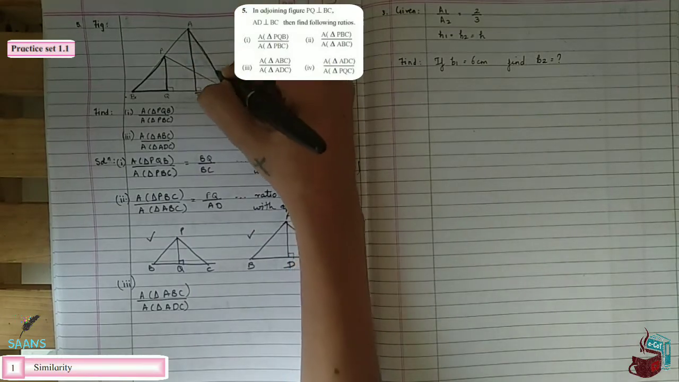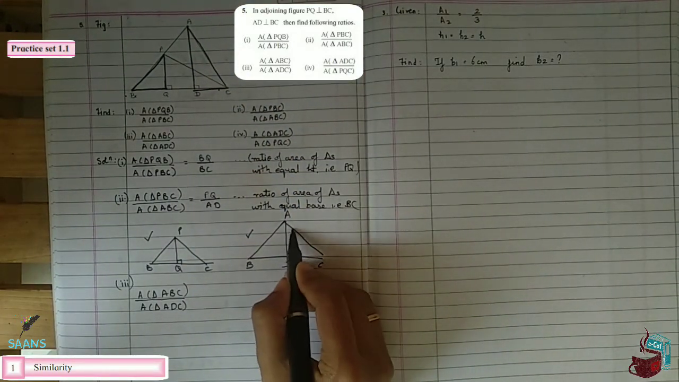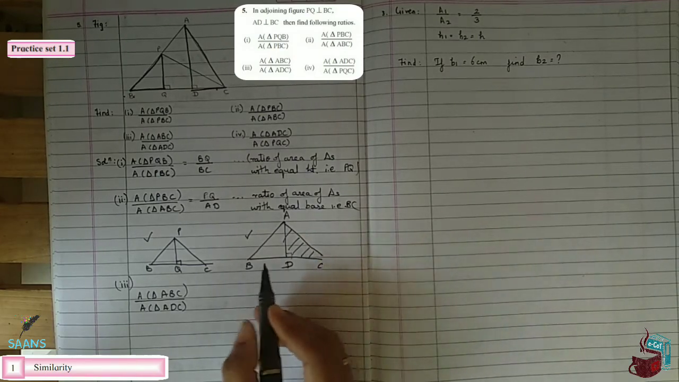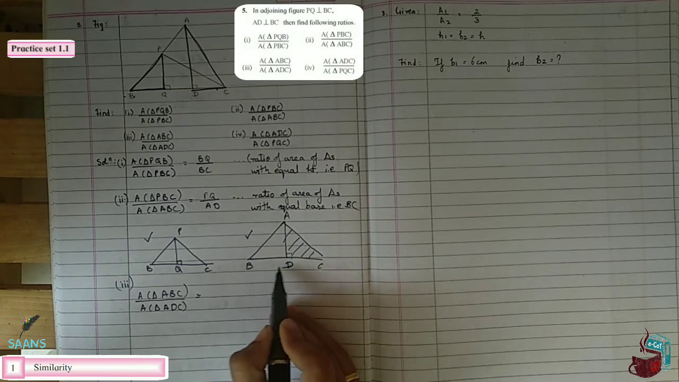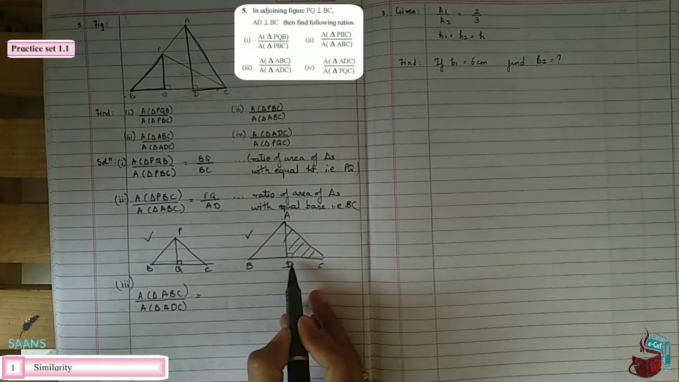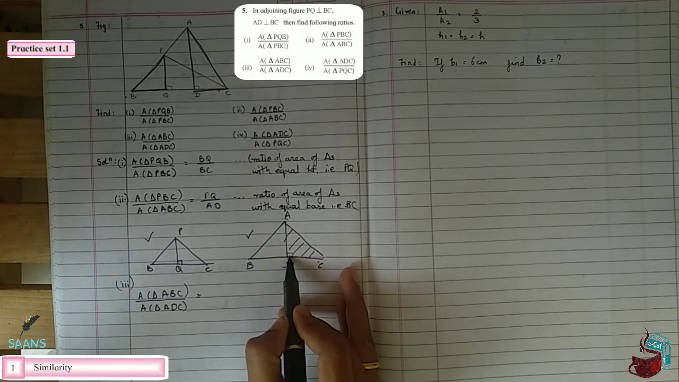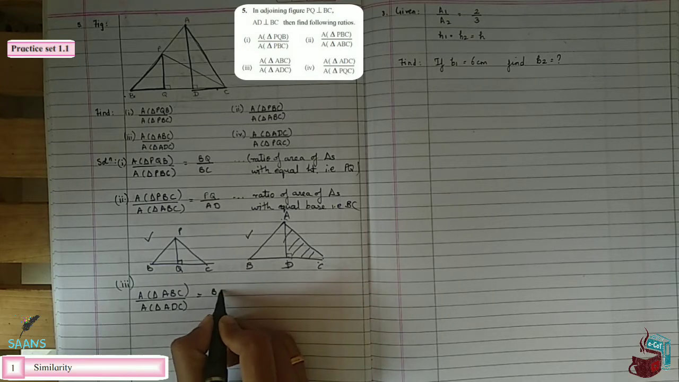Big triangle and the smaller triangle. See, here also you can see ABC and ADC. So here what do you understand? ABC, BC for base and AD for height. And ADC is DC for base and AD for height. So height is common. So you get your answer, that is BC upon DC.